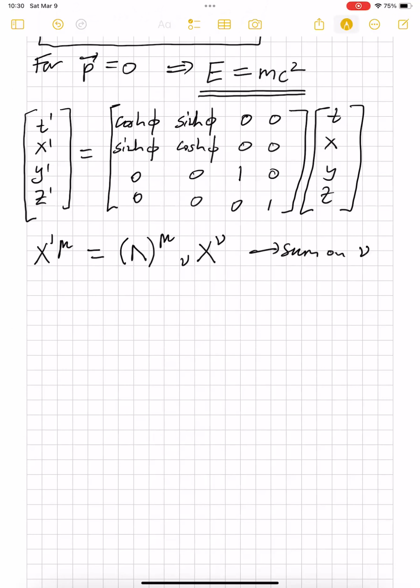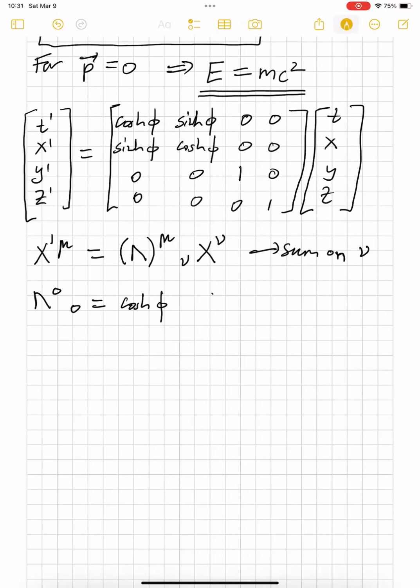And I want you to think about this very carefully, that sum on nu is the sum that naturally appears when we multiply a matrix into a vector. So think about that. This is a good equation to spend some time thinking about. Think about why this matrix equation becomes the 4-vector equation that I've written. Just to make things more explicit, if, for example, we study lambda 0 0, well, this would be cosh phi. So the indices mu and nu on the lambda go over 0, 1, 2, 3. So we don't start from 1, we start from 0.